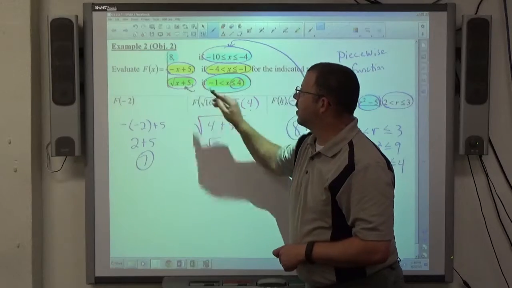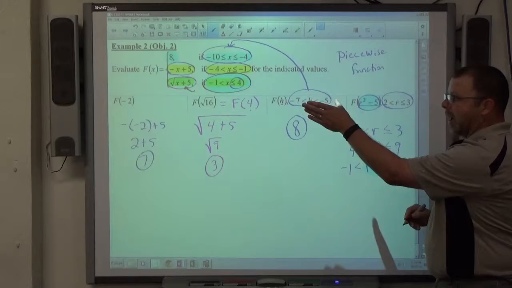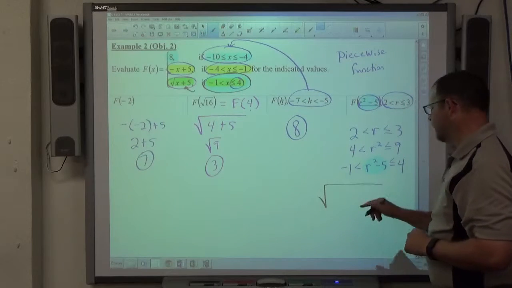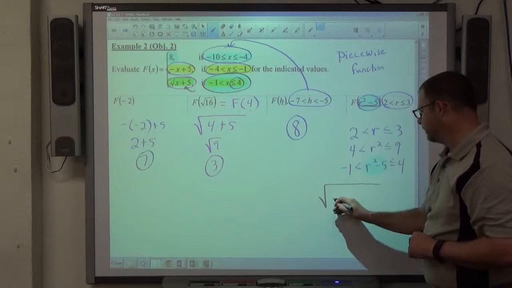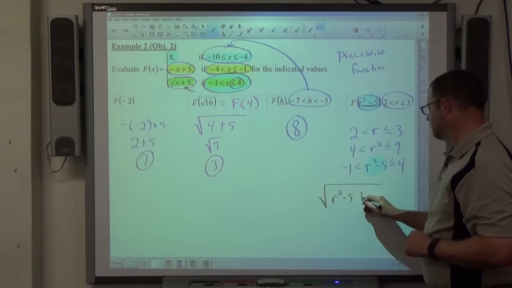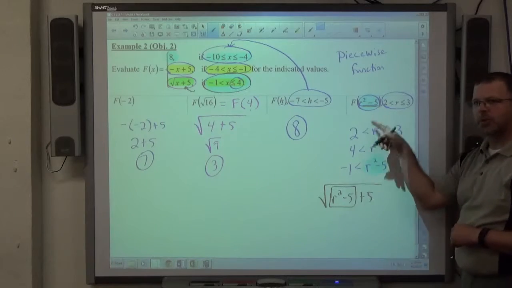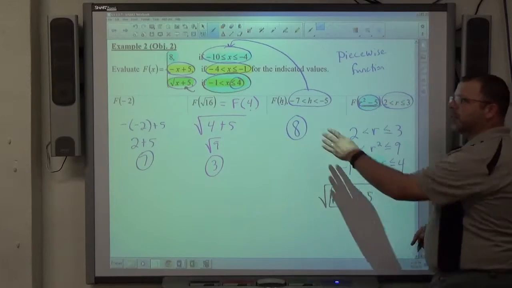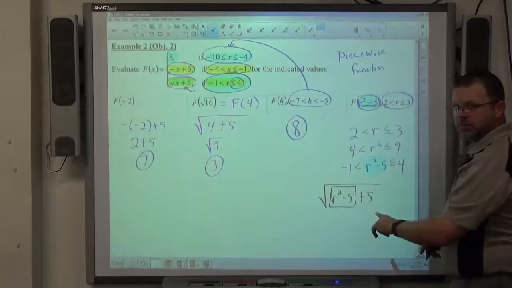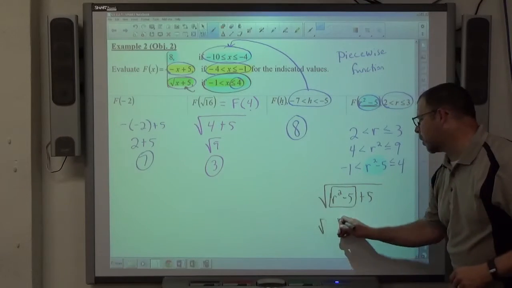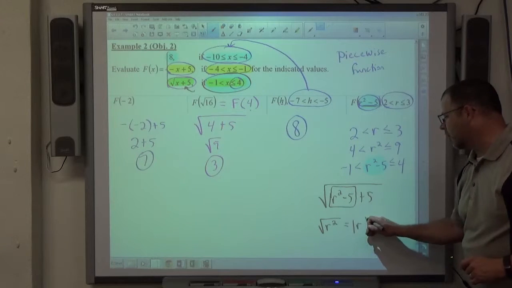So we're going to use this function in order to evaluate it. So I'm going to do square root of x plus 5. Instead of x, though, I'm going to put r squared minus 5 in there. So again, I'm replacing x right here with r squared minus 5 because that's what it's telling me to do. I'm using this function because that's where r squared minus 5 lives. If I evaluate this, I get the square root of r squared, which officially is the absolute value of r.